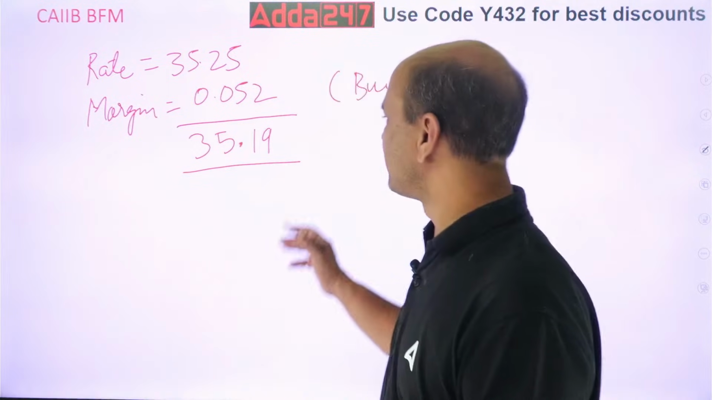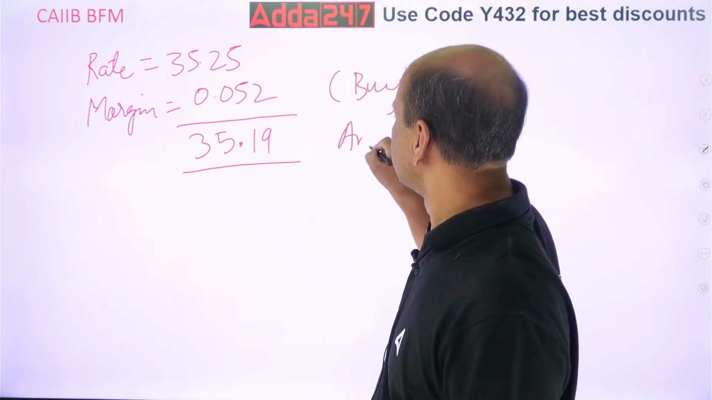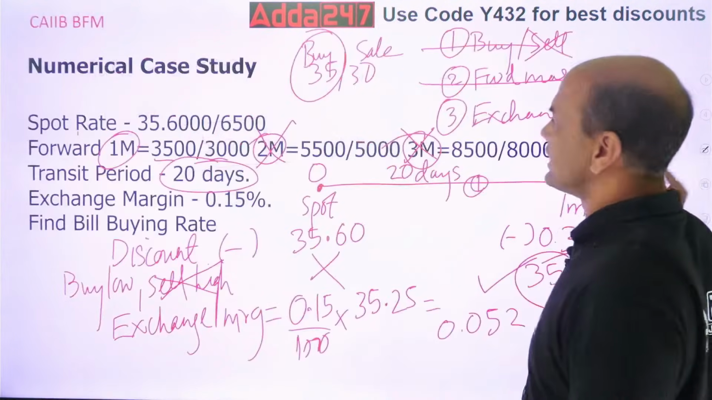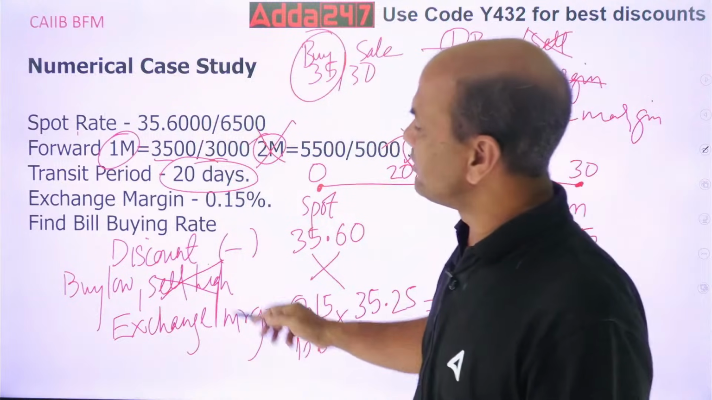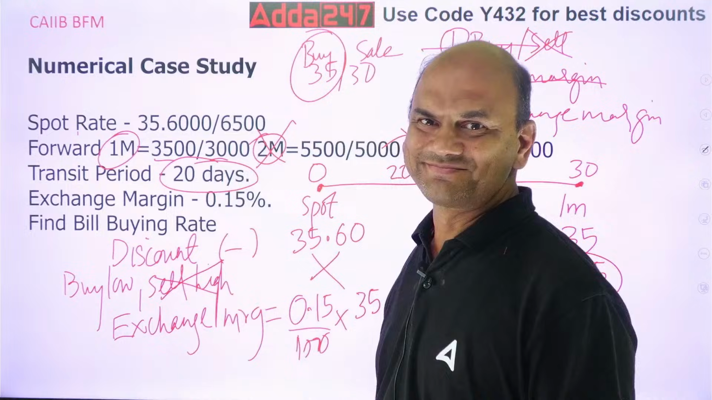Got it, everyone? 35.19. This is the final rate. This is your answer, because you are always asked in the exam, find the bill buying rate. That's it. Okay? Next.